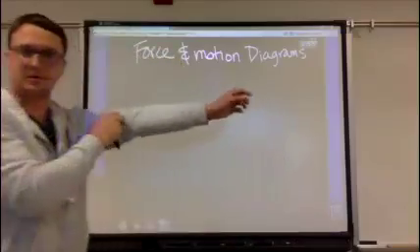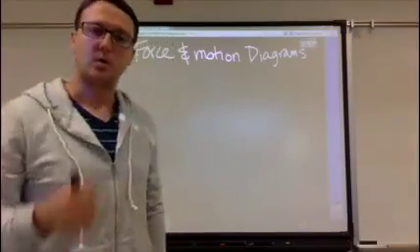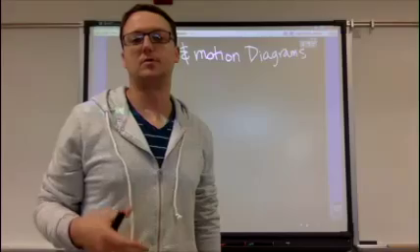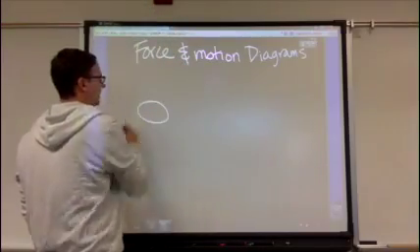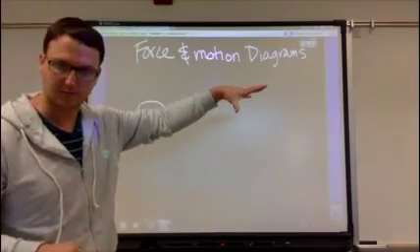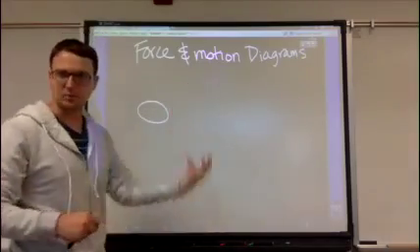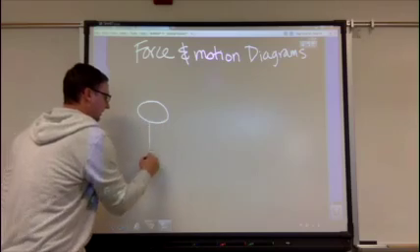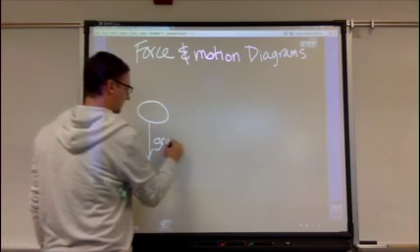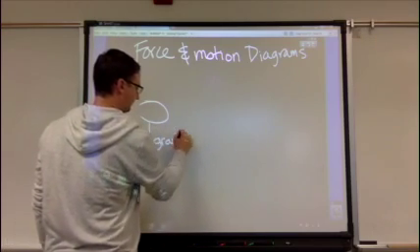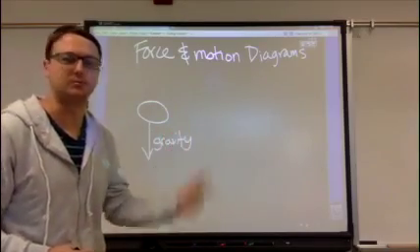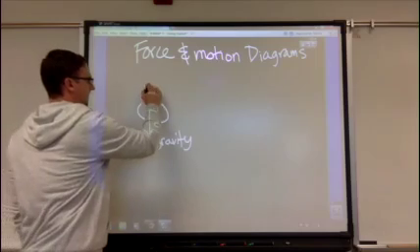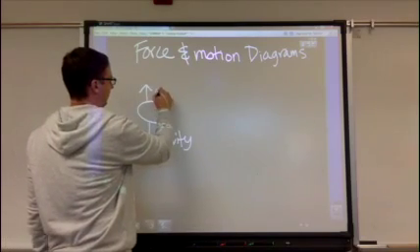In force and motion diagrams, we're always looking at all the forces or all the motion things that are acting on the object. For example, if I drop a rock, something's going to be pulling it down. We all know that's gravity. So gravity is pulling it down. Maybe there's a little bit of air resistance pushing up on the rock, so we draw a little arrow, air resistance.